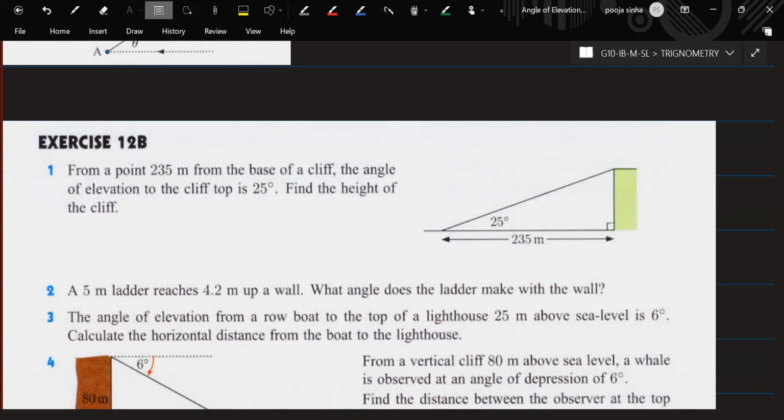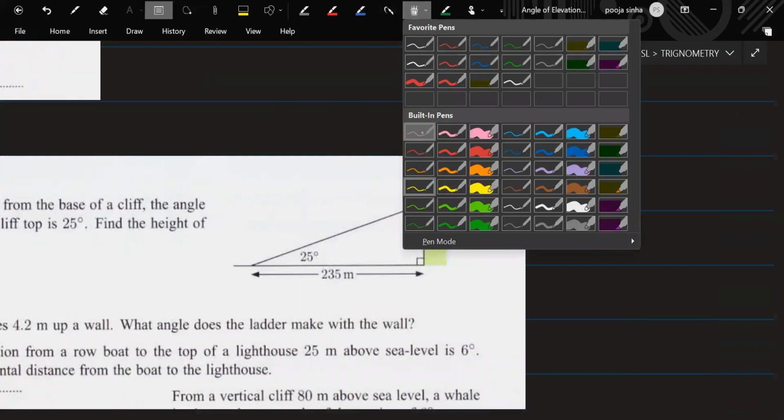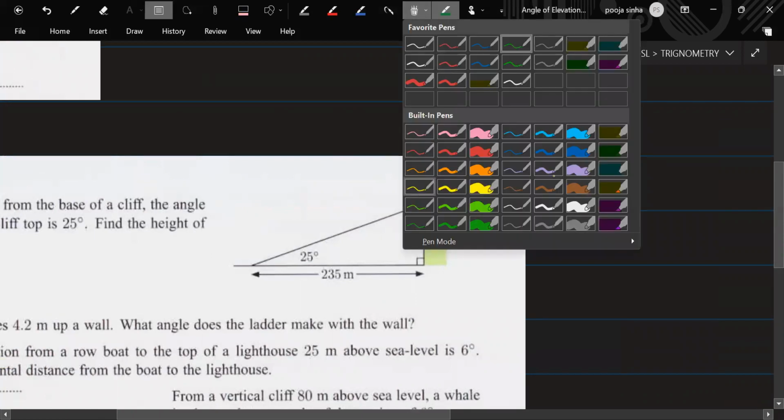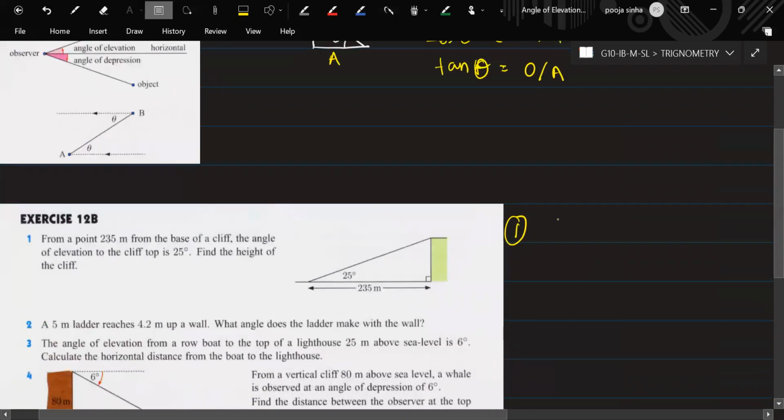So Miss, here it's an angle of elevation and you'll use tan to find it. Very good. So how do you use tan to find it? T O A, O upon A, and you have tan 25 equals O upon A. I will use tan theta.